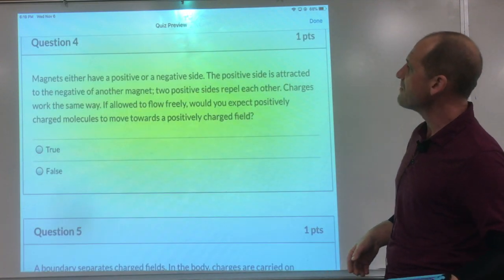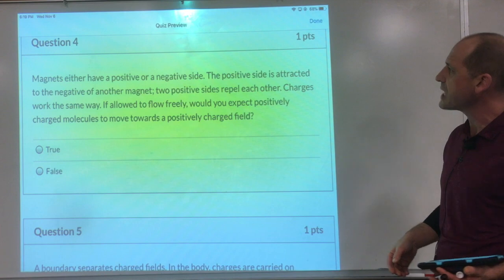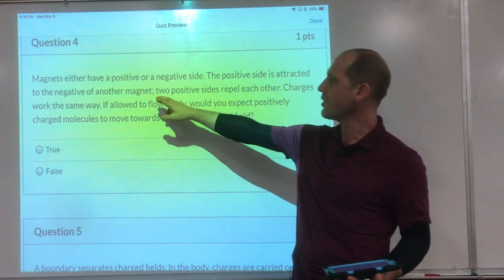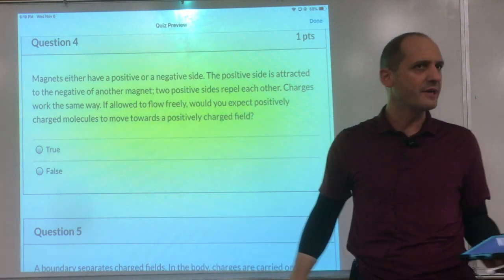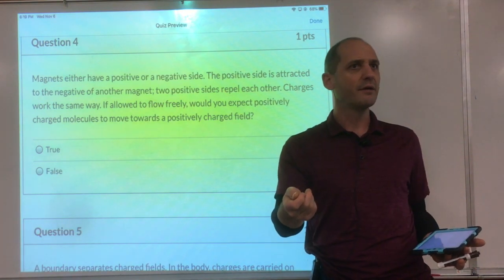Magnets either have a positive or negative side. The positive side is attracted to the negative of another magnet. Do you know when you put a magnet on a fridge, you know both sides stick, right?